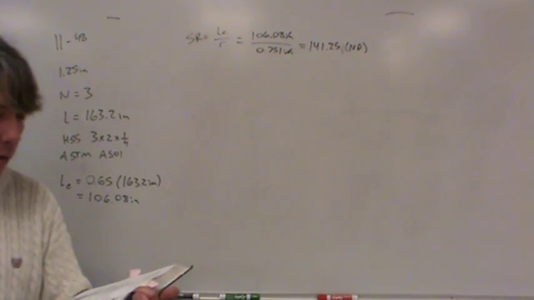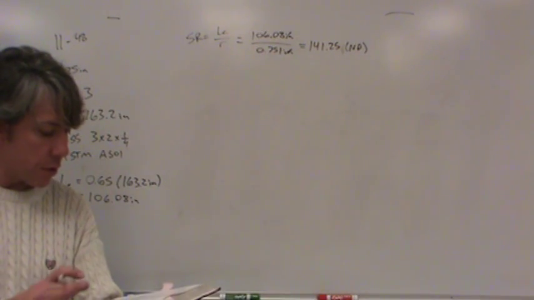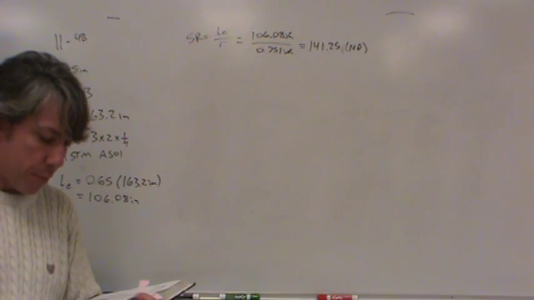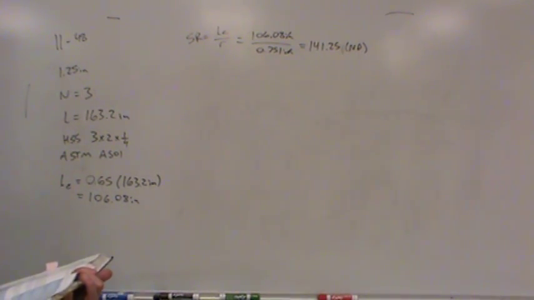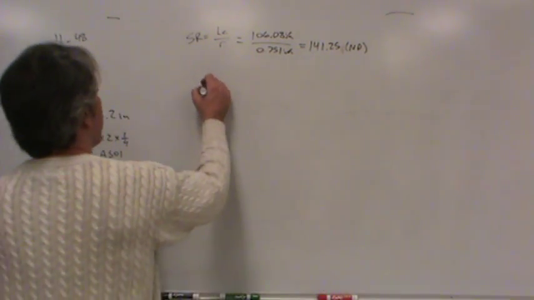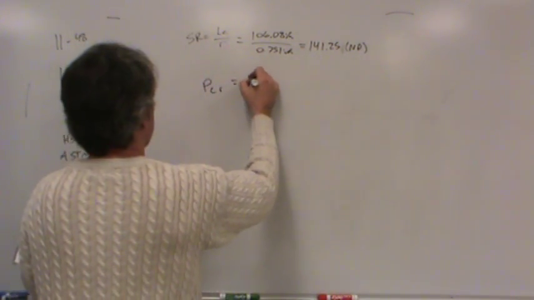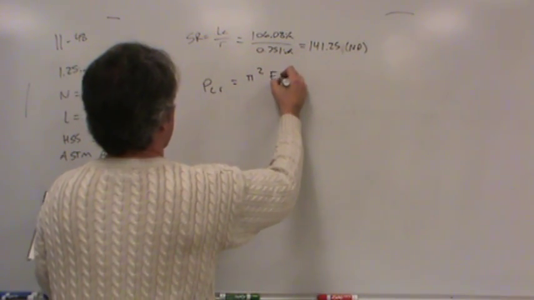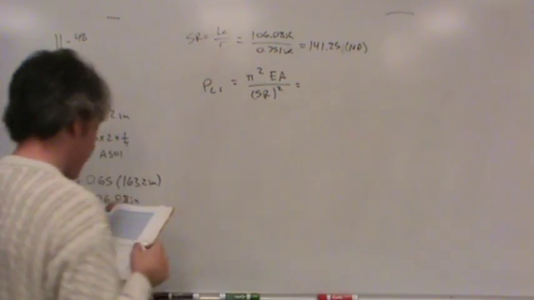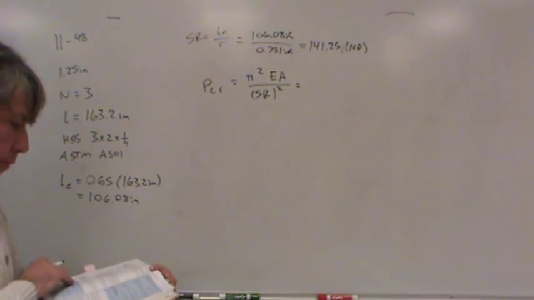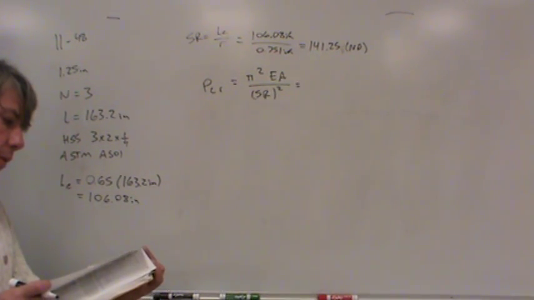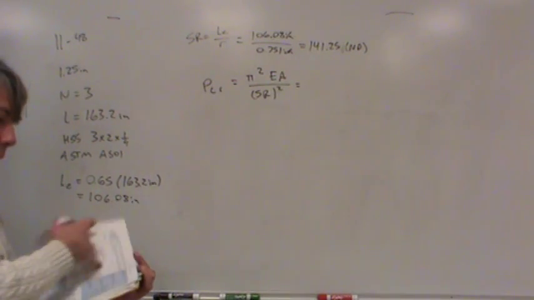I want to point out one more thing. Go to pages 614 and 615. You'll notice that a nice summary is listed here. It's a step-by-step procedure, which is always handy. We're going to use equation 11.4, that's page 615. The critical load is equal to pi squared EA divided by the slenderness ratio squared. Doesn't look right. Let me go back and reference the equation. That is correct.